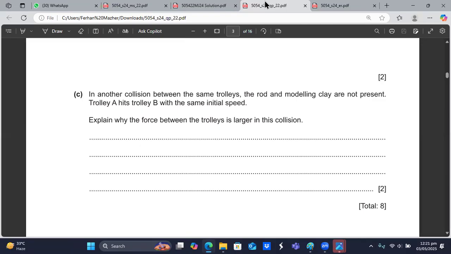So if the same change in momentum takes place, but this time there is no modeling clay, the time taken will be less because there is no modeling clay. So the change in momentum will happen in a shorter time. So the force, which is change in momentum divided by time, the rate of change of momentum, will become larger. Because the same change in momentum now happens in less time, that's why a larger force will be created.